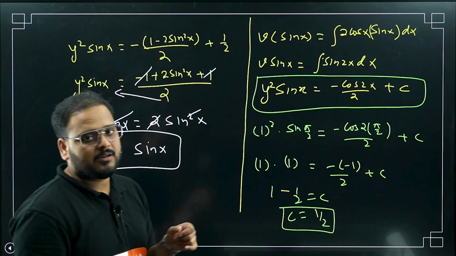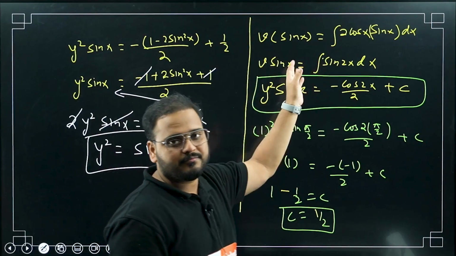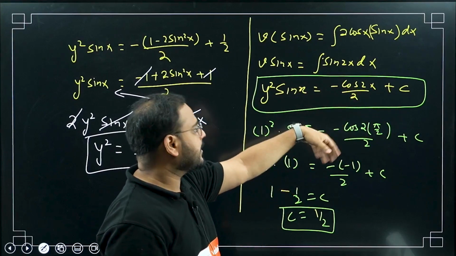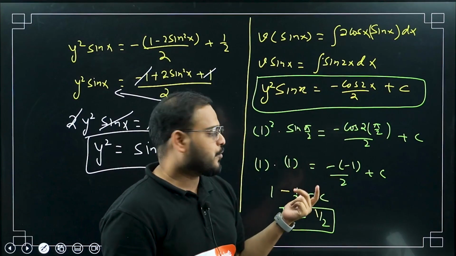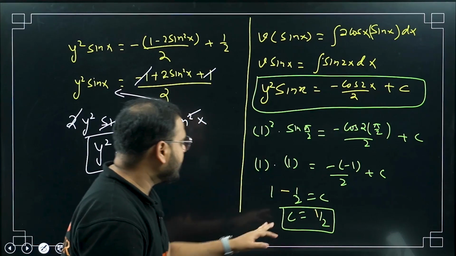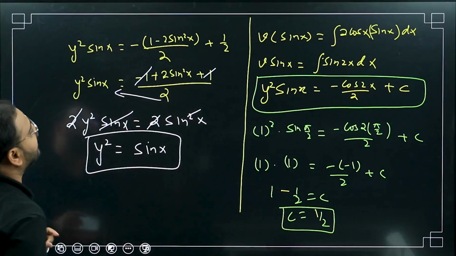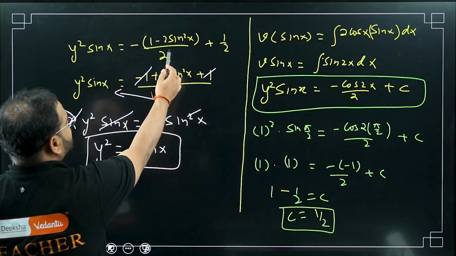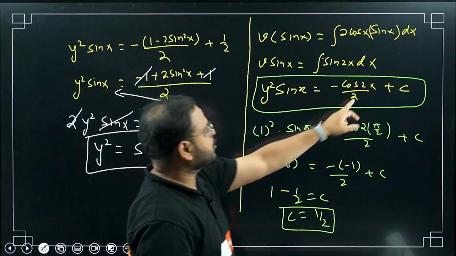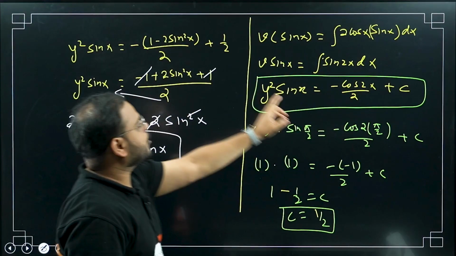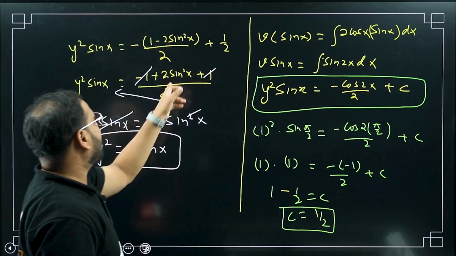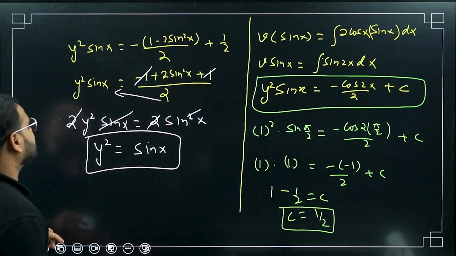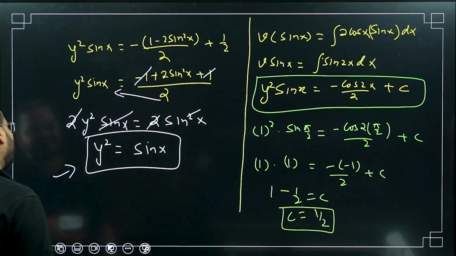So once we know the IF, I wrote the solution in terms of IF. Then the last integration, very simple, sin 2x is minus cos 2x by 2. And then we had to put the value of x and y to get my c value as 1 by 2. Once I get c value as 1 by 2, I substitute it back and use the formula for cos 2x, which is 1 minus 2 sin square x. I used it, got rid of minus 1 and plus 1, cancelled 2 and 2. I got the answer as y square equals sin x.